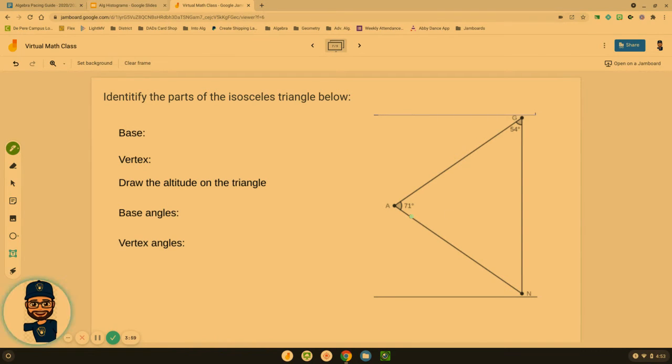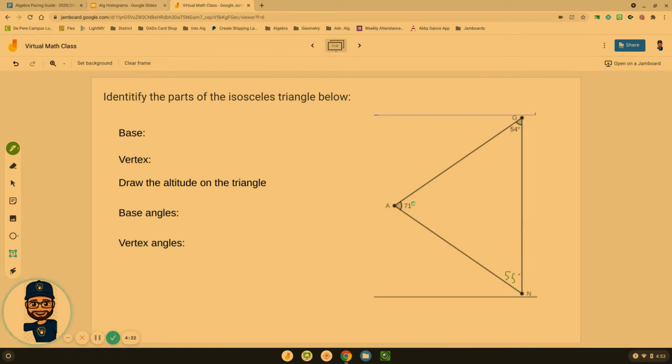Well, that's going to make 71, and 54 is 125. 125 subtracted from, let's say, 180 is going to be 55 degrees. So we don't even have an isosceles triangle. This is kind of strange. We don't have an isosceles triangle. So we're going to change something up really quick.